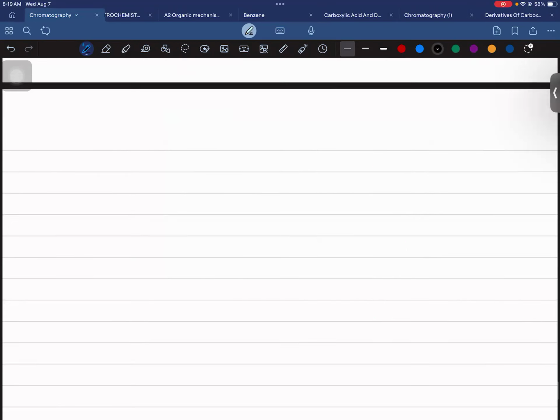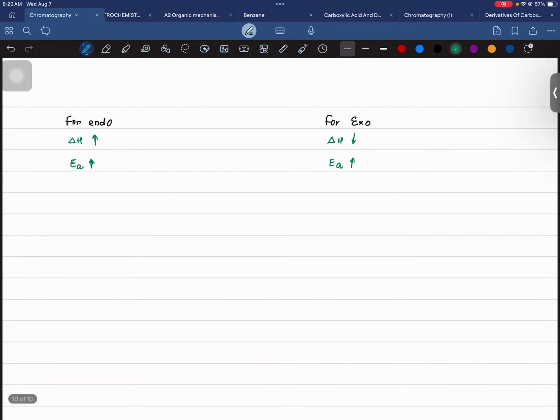Again, I'm going to summarize it for endo and for exo. For endo, delta H is upward, activation energy is upward. For exo, delta H is downward, but activation energy is upward. Remember. Okay. So then I told you examples of an endothermic system: photosynthesis, and also the decomposition reaction, etc. So that was all about the endothermic system, right?